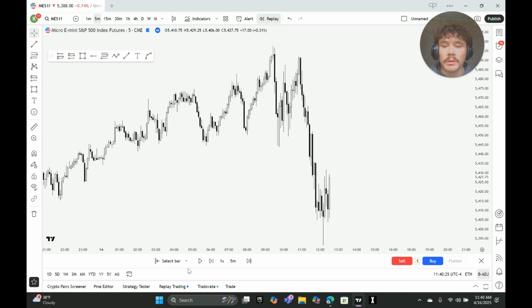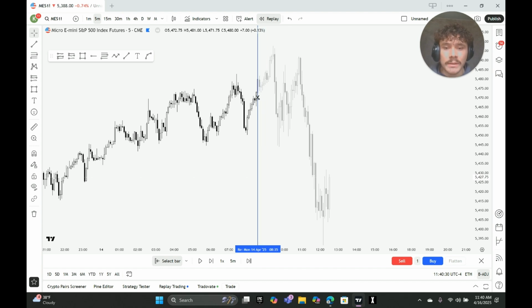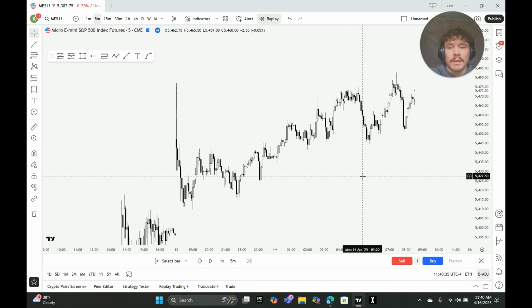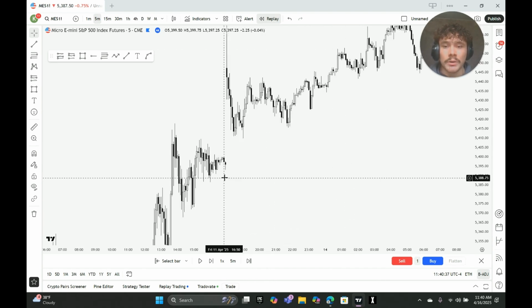Clear this, go to bar replay mode, and just run you through my thought process, my entries, exits, all of it. So coming into market open, we see, obviously, we have our new week opening gap.